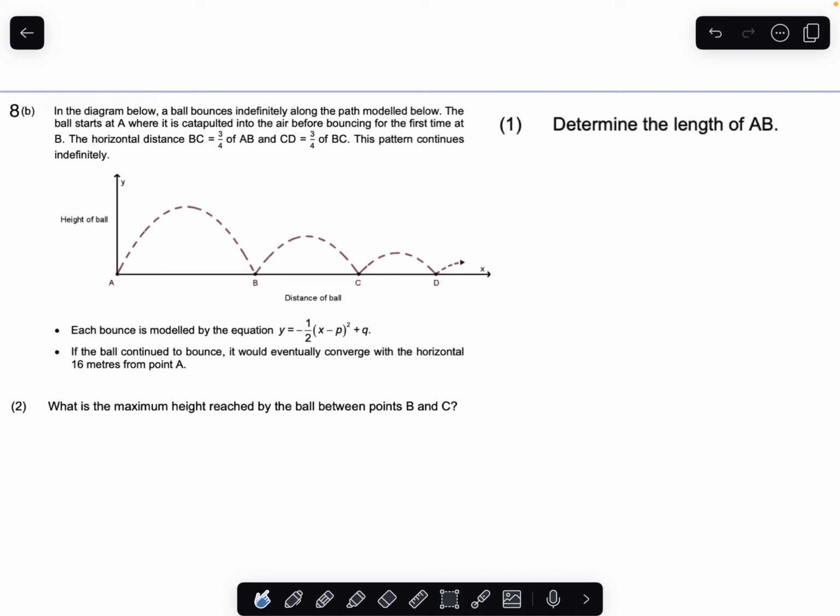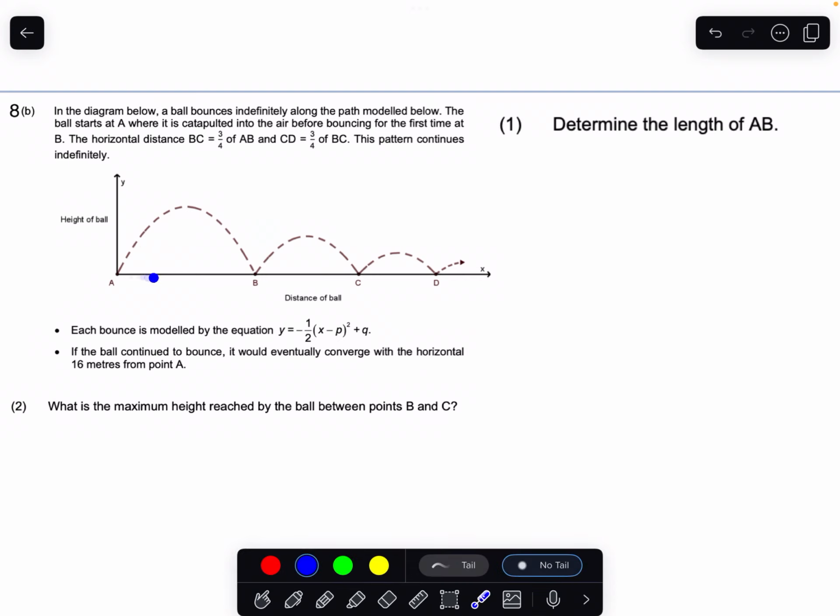We are looking at question 8b from IEB's paper 1 November 2022. In the diagram below, a ball bounces indefinitely along the path modeled below. The ball starts at A, where it is catapulted into the air before bouncing for the first time at B. The horizontal distance BC is 3/4 of AB. So if this was 4, this will be 3.